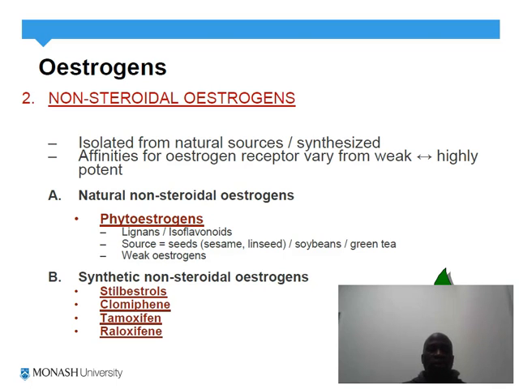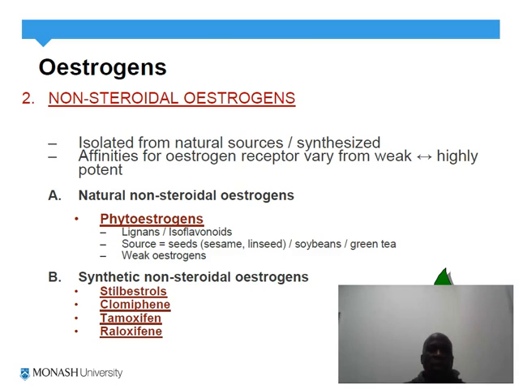And as you know, if you compare the affinity for estrogen receptors between non-steroidal and steroidal, yes, it has been shown that non-steroidal affinity for estrogen receptors varies from weak to highly potent. So it's important to know this, so that if you are going to be involved in the prescription and the administration of such kind of hormones, you need to know that when you are dealing with non-steroidal estrogens, they have various levels of affinity or potency.